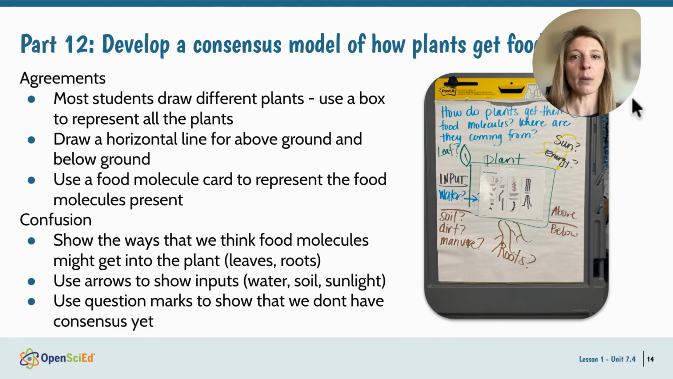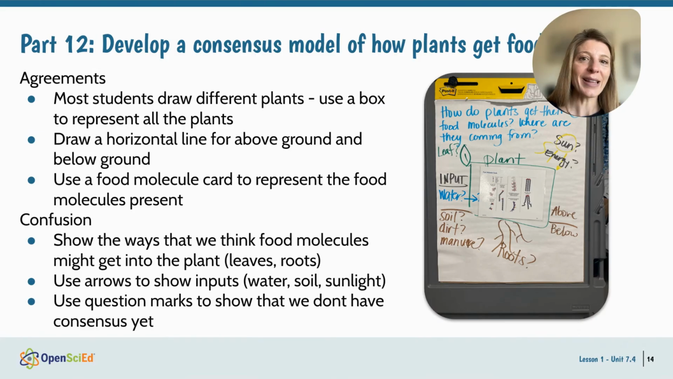In the middle of my plant, you'll notice that I have one of the cards from the McKenna lesson. I visually anchor that chart in the middle because my students come to the agreement that there are food molecules present, carbs, proteins, and fats. And these, again, are part of our agreement, and that's why that card is in the middle.